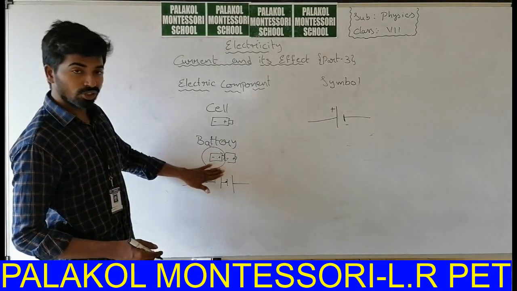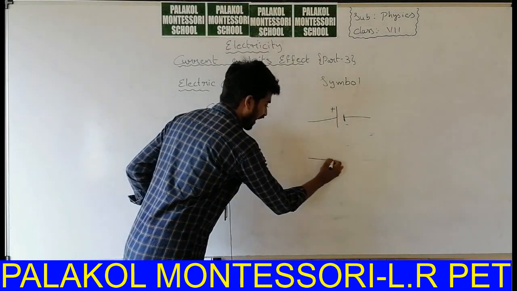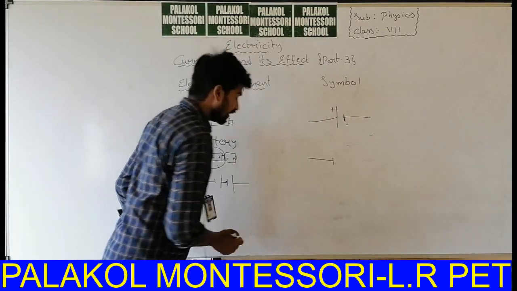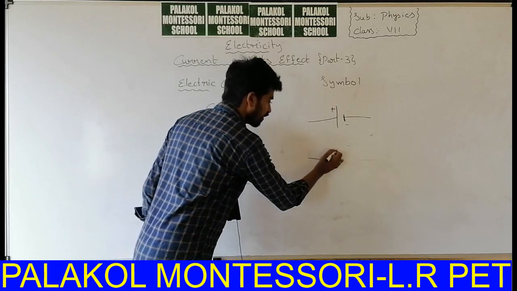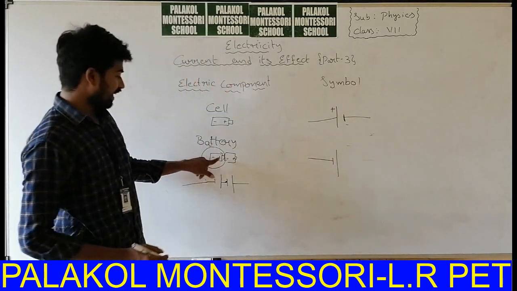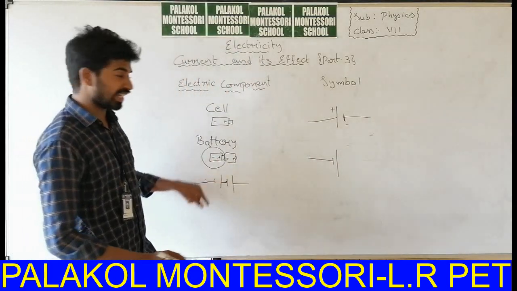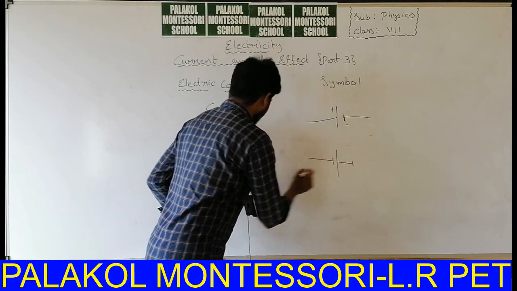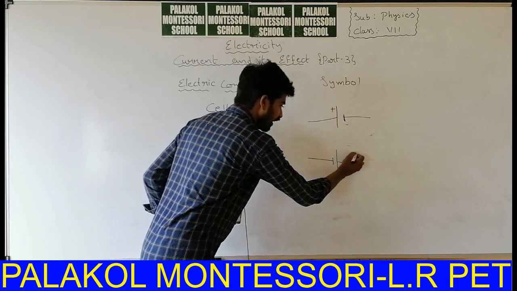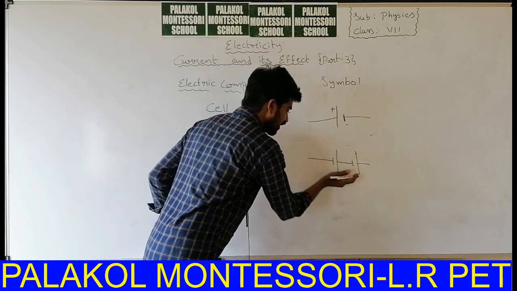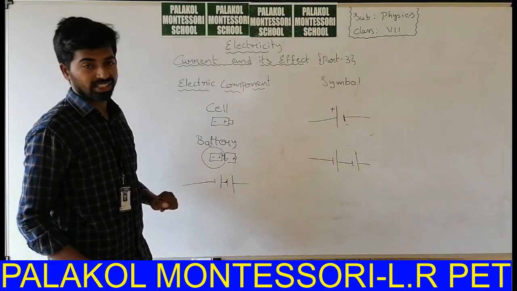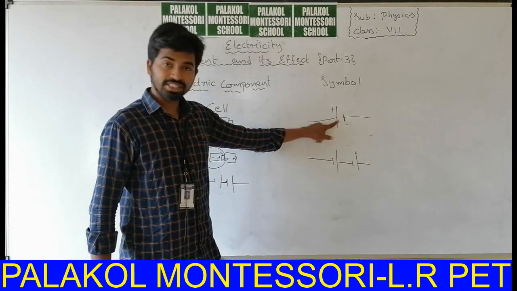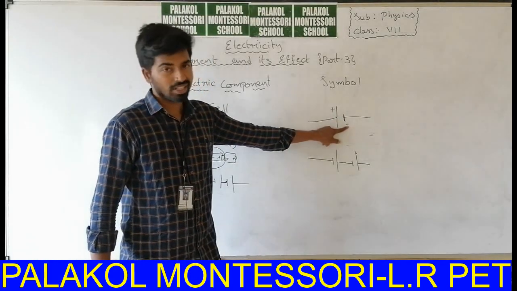So how can we denote this symbol? A negative terminal means a short vertical line, then a positive terminal. Again the positive terminal is connected to a negative terminal, so again a smaller line, and the positive terminal is also there, a larger line. So this is the symbol if there are two batteries. For a single battery, the longer line represents the positive terminal and the shorter line the negative terminal.